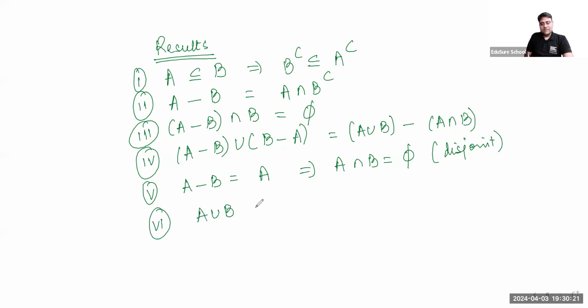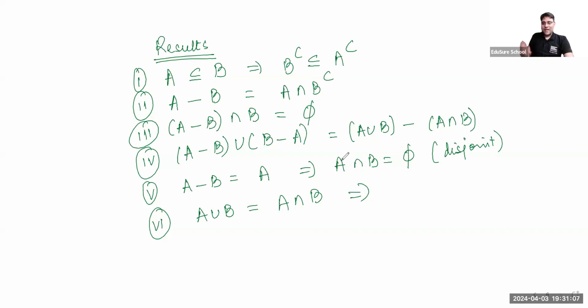Can you tell me when will A union B be equal to A intersection B? When will this happen? Can you put it in the chat box, please? Most of you are absolutely bang on. If A union B is equal to A intersection B, that means A and B are equal sets. A and B are the same. Only then is the union and intersection the same.